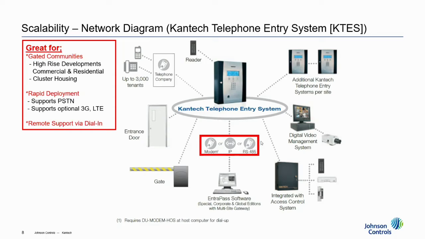So whichever visitor comes to the premises, they basically just punch in the unit number on the KTES, and the KTES will make a phone call to the homeowner of that unit number that was keyed in, and the phone will ring. So the owner himself can remotely push certain numbers on his mobile phone, and the gate will be released. So this is a very useful product.